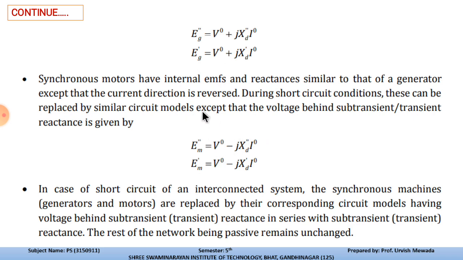This XD double dash describes the subtransient period of the circuit where the short circuit current takes place, and XD dash describes the transient period of the synchronous machine while the short circuit takes place. In case of a short circuit of an interconnected system, the synchronous machines, which may be generators or motors, are replaced by their corresponding circuit models having a voltage behind subtransient reactance in series with the subtransient reactance. The rest of the network, being passive, remains unchanged.